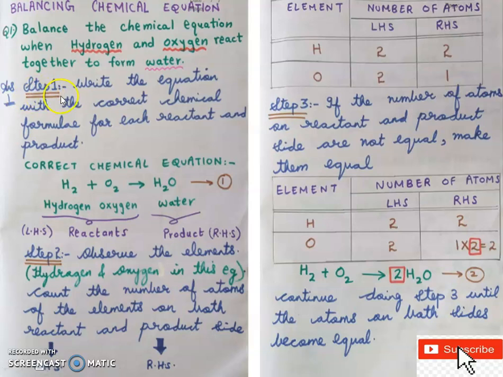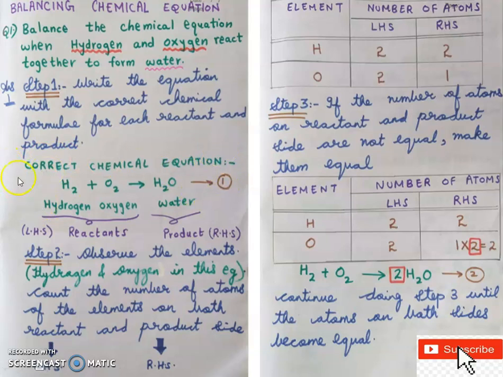So the first step in order to balance any chemical equation is to write the correct chemical formulae. What do you mean by correct chemical formulae? Each element, for example hydrogen, has a molecular formula H2. So write those molecular formulas and form a chemical equation.